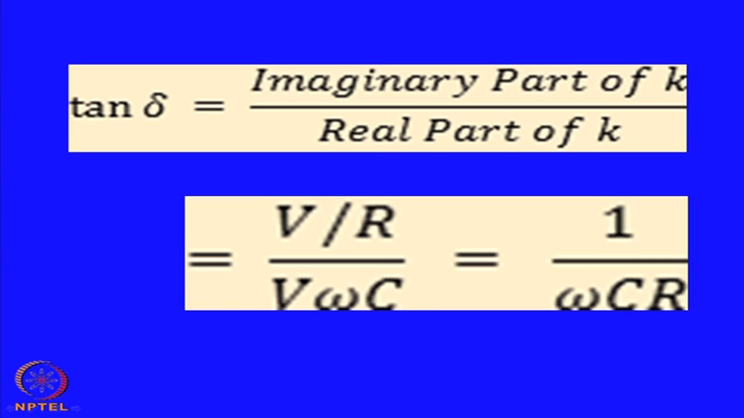In fact, the reverse is also true. If you find out the tan delta and also the voltage, one can also find out what will be the equivalent circuit parameters C and R values by measuring as a function of frequency, in fact.